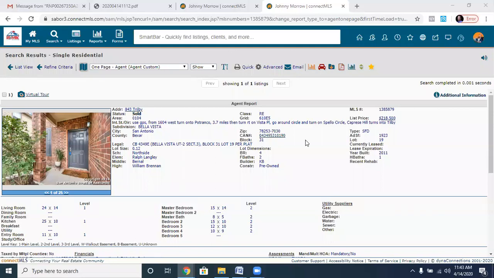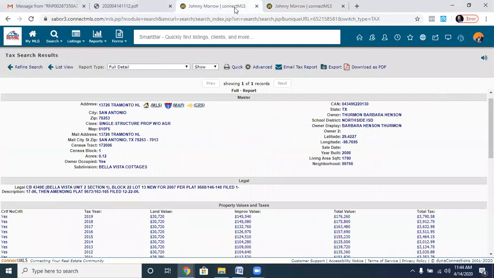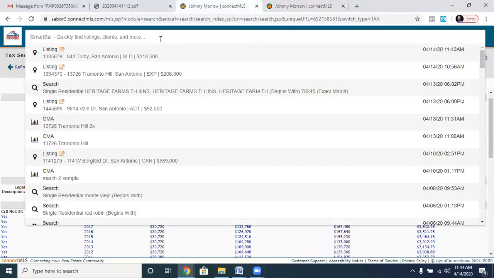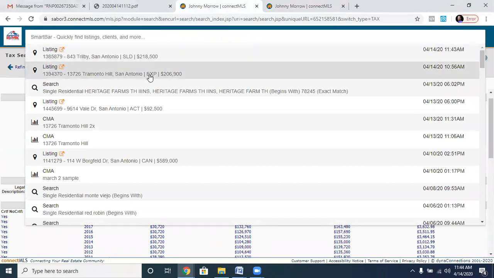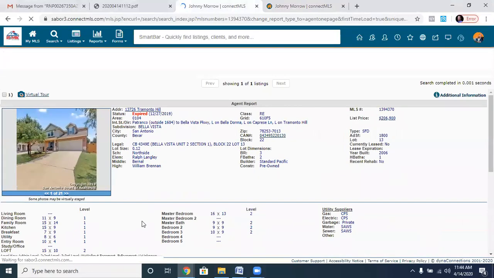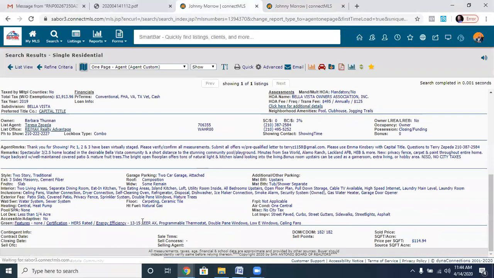Johnny, was the master on yours up or down? I don't know. Okay. What is mine? Tremonto Hill. All right, there it is. Yeah, we didn't look at all the details of it. Master, you see it? Upstairs. Right here it says master upstairs.